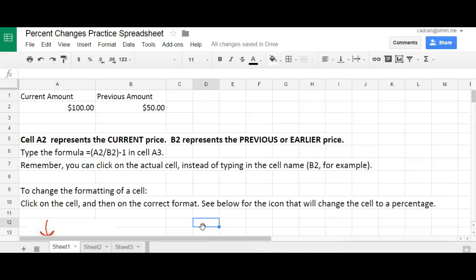Calculating percent changes in Google Drive is very easy. Once you have the information in your spreadsheet, all it takes is a simple formula to determine how much or how little something has changed. Let's take a look at what I have here.